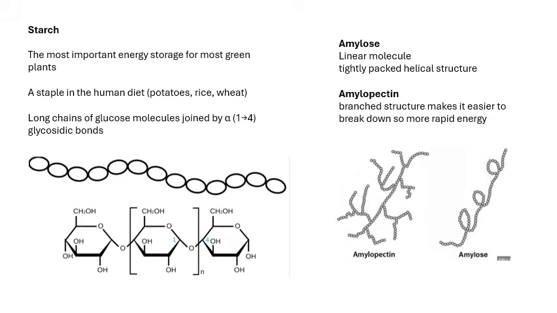Two types of starch I mentioned. Now the molecule can be linear and a tightly packed helical structure, but nevertheless just one chain, and that's called amylose. Don't confuse that with amylase, which is an enzyme. Amylose is this starch molecule. And then you've got amylopectin, which has a branched structure, and that makes it easier to break down, so you get more rapid energy from amylopectin.